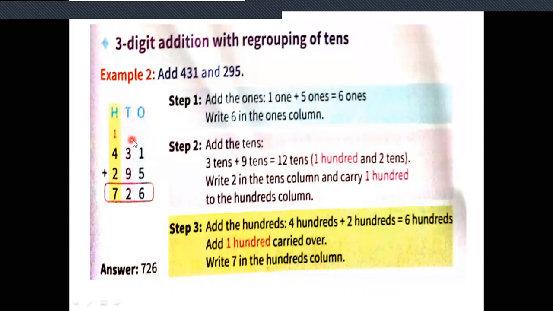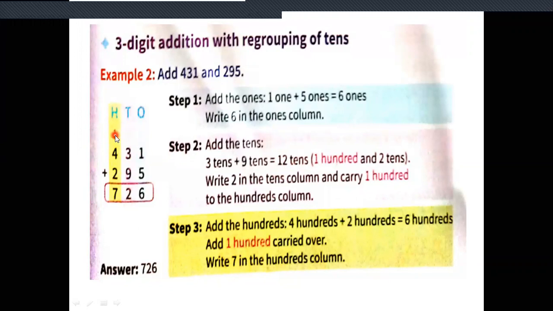Next you have to add tens place. 3 tens plus 9 tens equal to how much? 3 plus 9 is equal to 12 tens. So in 12 tens, 1 is 100 and 2 is tens. If 12 is in tens place, 1 is 100 and 2 is tens. This one you have to remember. So 1 we are carrying over to the 100 place and 2 we are putting in the tens place.